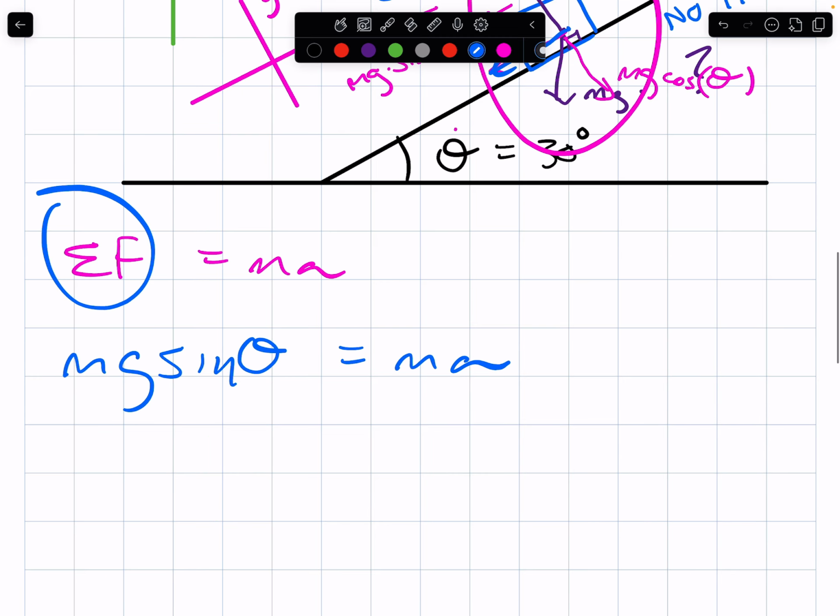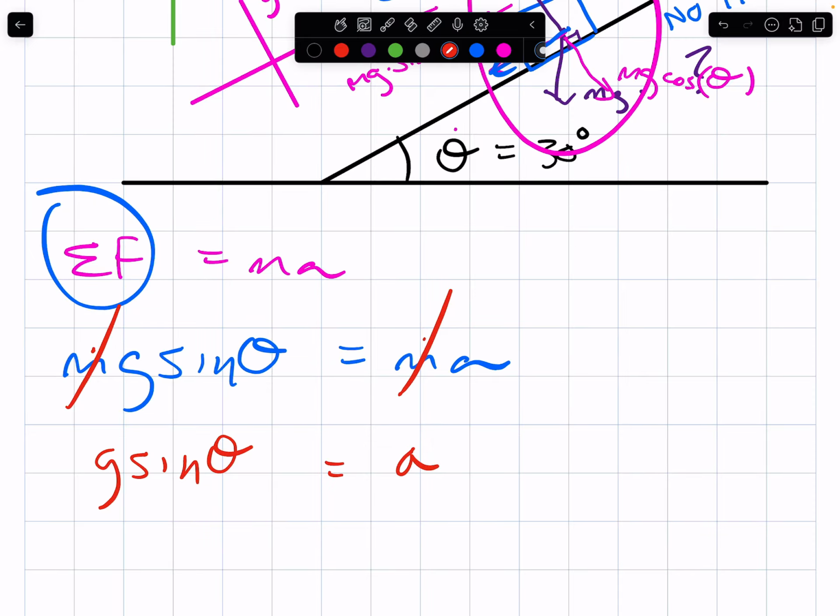Now, math. First of all, look at both sides of the equation. Here's an m and here's an m, so they cancel. Basically, the acceleration, we're already done. The acceleration of this object is equal to little g times sine of theta. Boom, you're done.